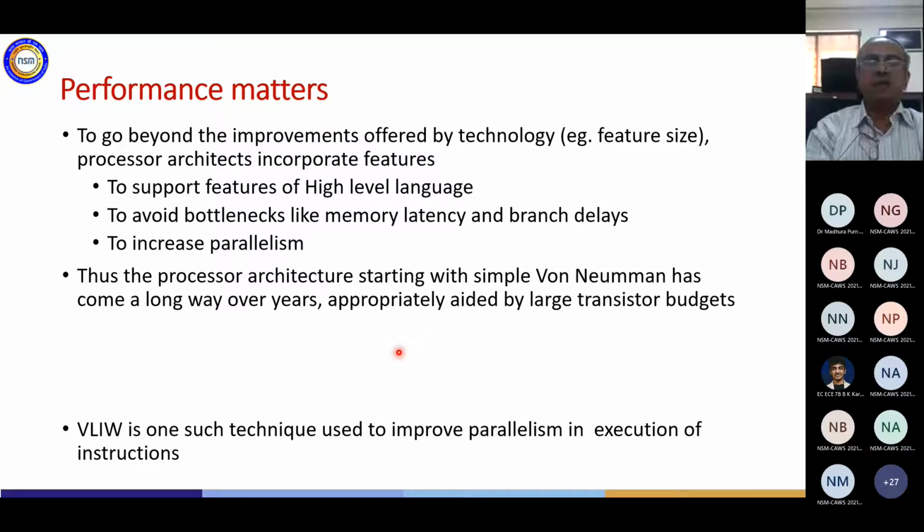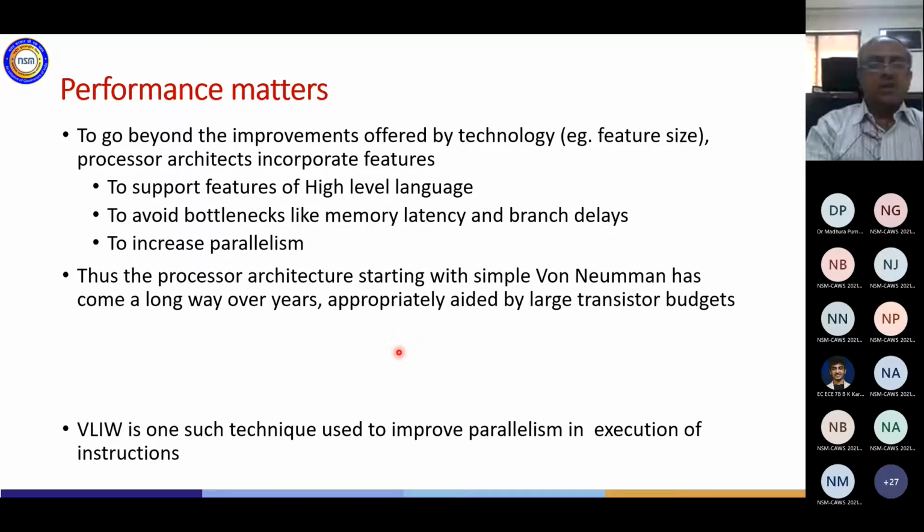Basically, when you try to improve the performance, you will hit some bottlenecks, and those have to be intelligently overcome by incorporating certain features that alleviate those problems. You may not be able to totally get over them, maybe, but you will be able to make sure that their severity is reduced. And last but not the least is to increase the parallelism. So that is the crux of today's discussion, how parallelism comes into the picture.